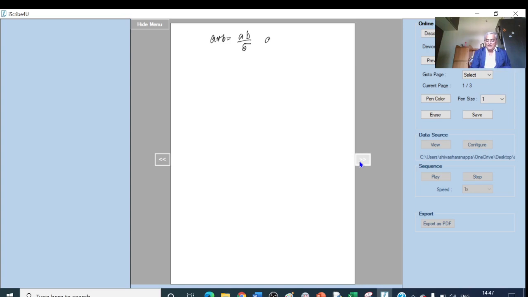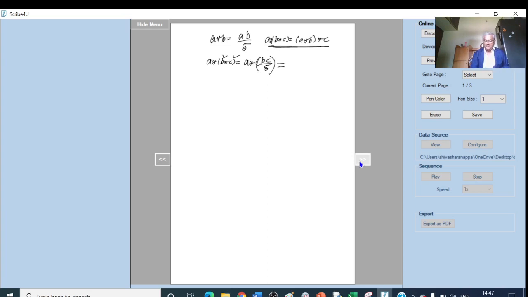For associative law, I have to prove like this: A star of B star C is equal to A star B star C. If this is satisfied, then we say that associative law holds. So let me consider A star of B star C. By the definition, this is A star of BC divided by 5, that is, this into this divided by 5, B into C divided by 5, that is BC by 5.